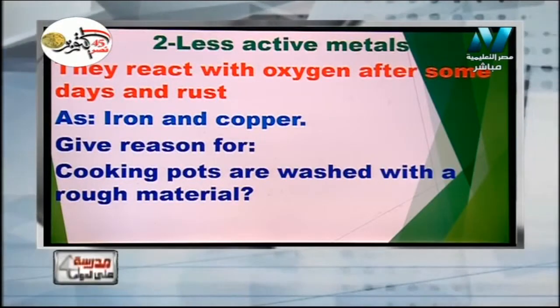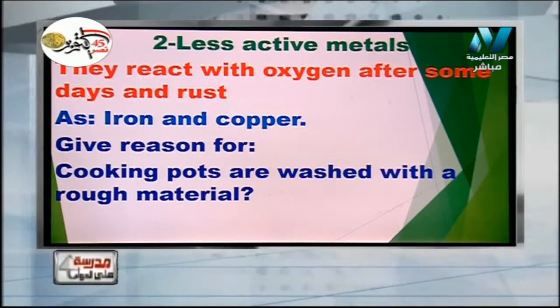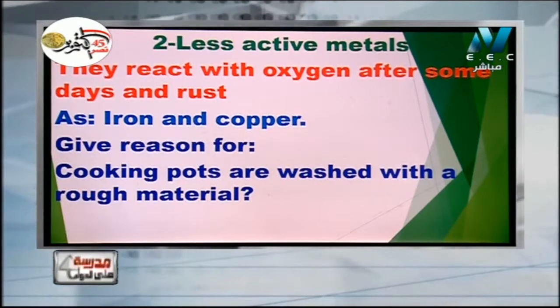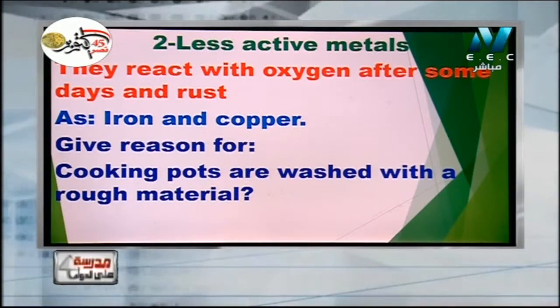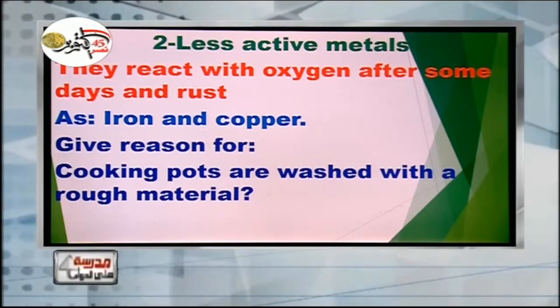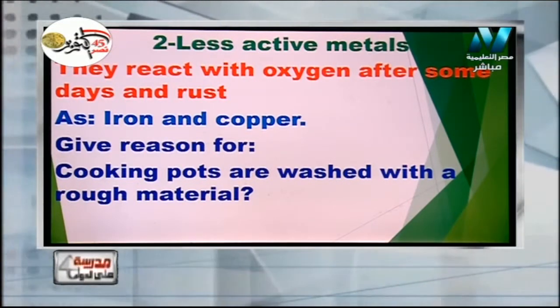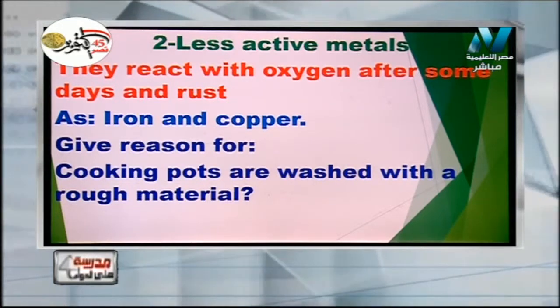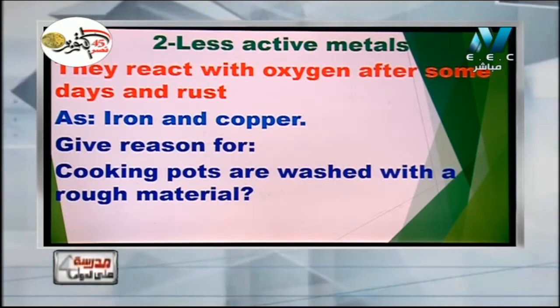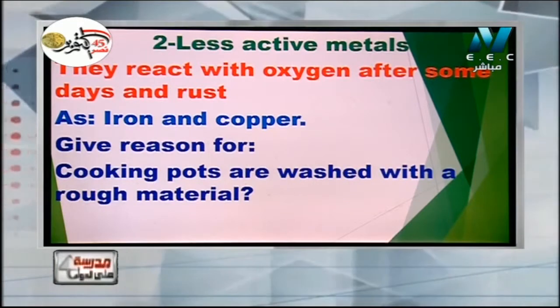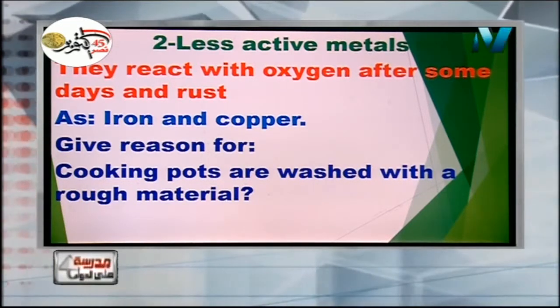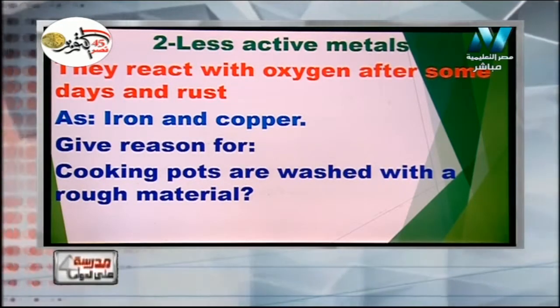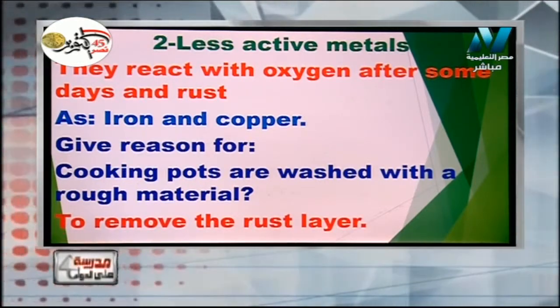And this is another question, give reason for: cooking pots are washed with a rough material. As we know, cooking pots are made of aluminum. And from time to time, mothers wash these pots, these pans, with a rough material. Why? To remove the rust layer.